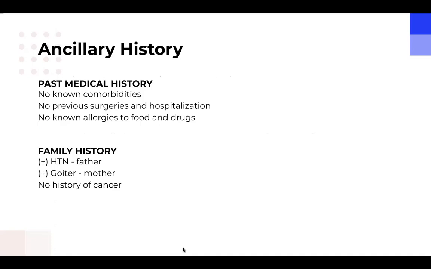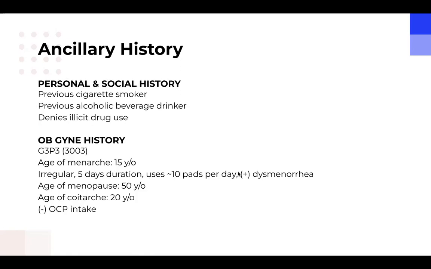So patient has no known comorbidities, no previous surgeries and hospitalization, no known allergies to food and drugs. The patient's father has hypertension and her late mother has goiter, and there's no family history of cancer. So patient was a previous cigarette smoker, previous alcoholic beverage drinker, and denies illicit drug use. For OB/GYN history, patient is a G3P3 3003.